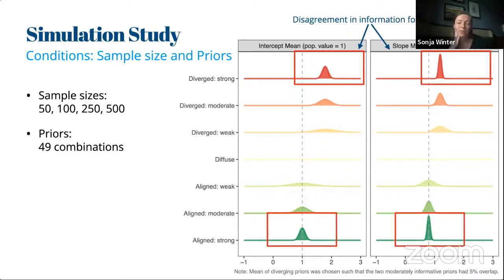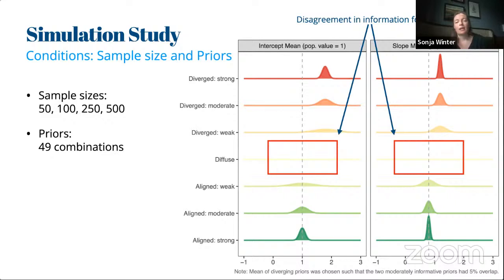However, there are also 4 priors that can result in disagreement in information for our smallest sample size of 50. And these were the 2 strongly informative priors, whether or not they aligned with the population value. And it will be interesting to see if that's something that these methods will be able to detect or not.